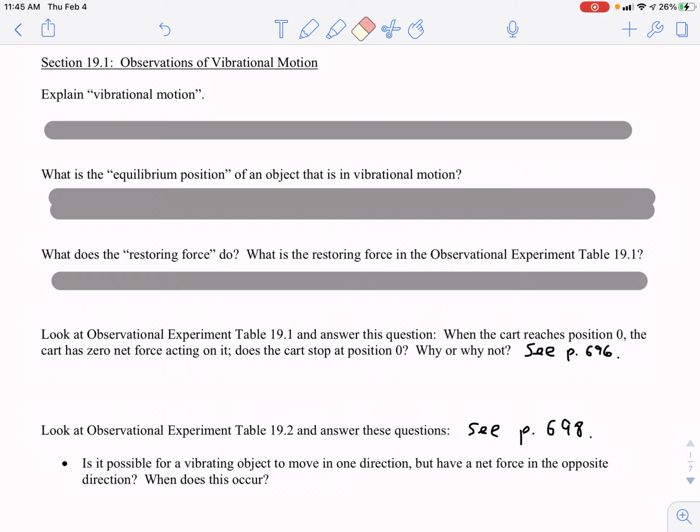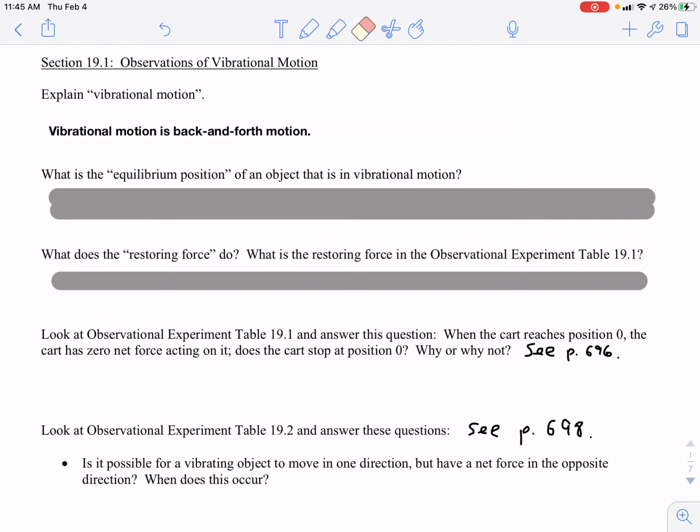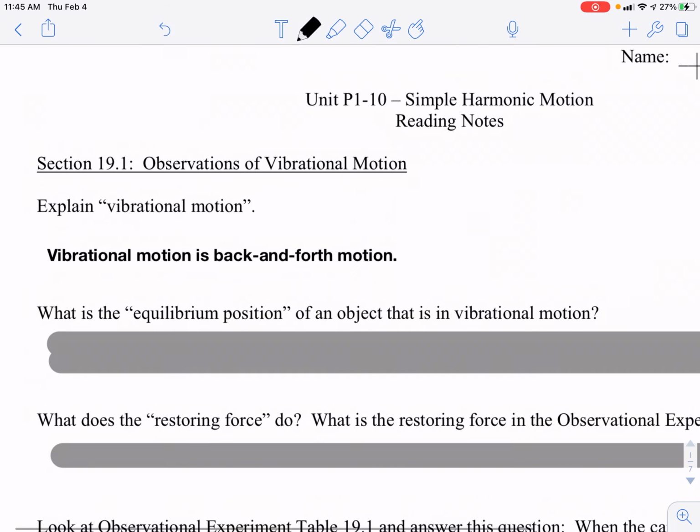Section 19.1, Observations of Vibrational Motion. Explain vibrational motion. Vibrational motion, simply put, is any back and forth motion. It is synonymous with periodic motion, which from this point out I'm going to abbreviate as PM.